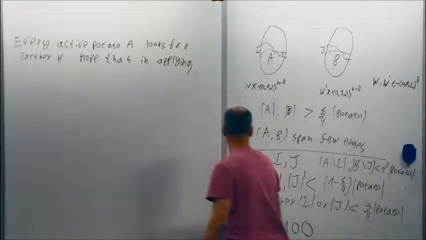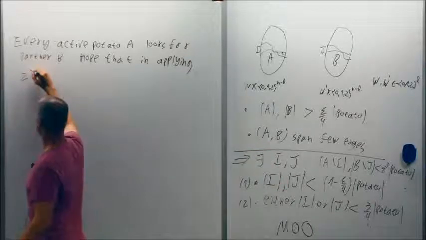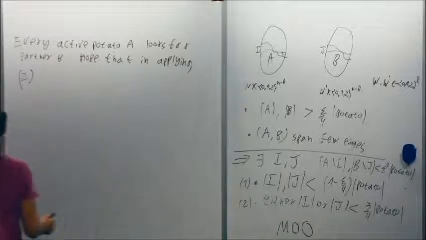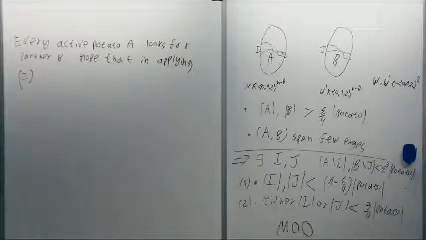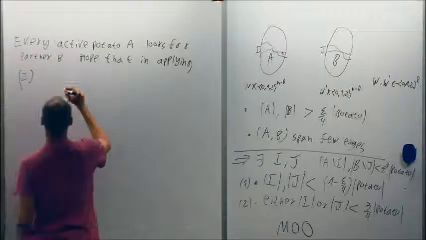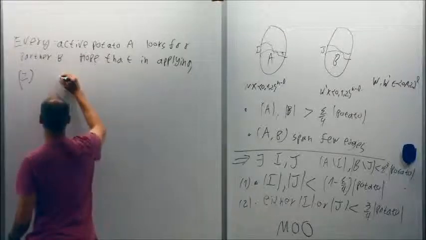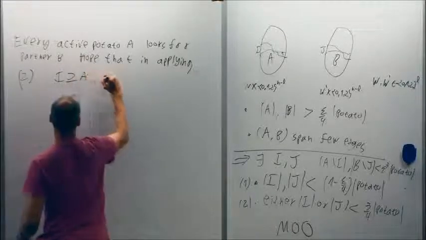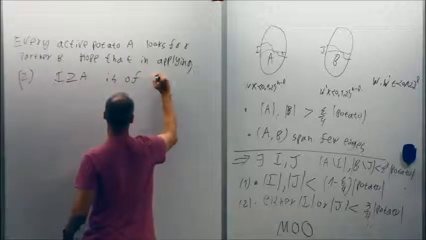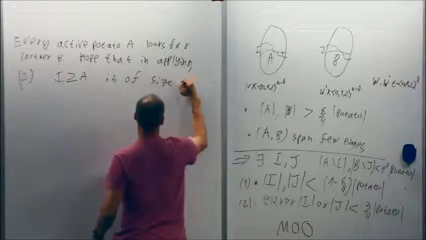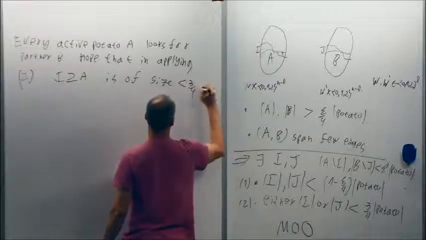now I'm going to apply this too. So here's A, here's B. I apply this lemma, I find I and J, and either I or J is less than 3/4 of the potato. And I hope that in applying 2, I, which contains A, is of size less than 3/4 of the potato.